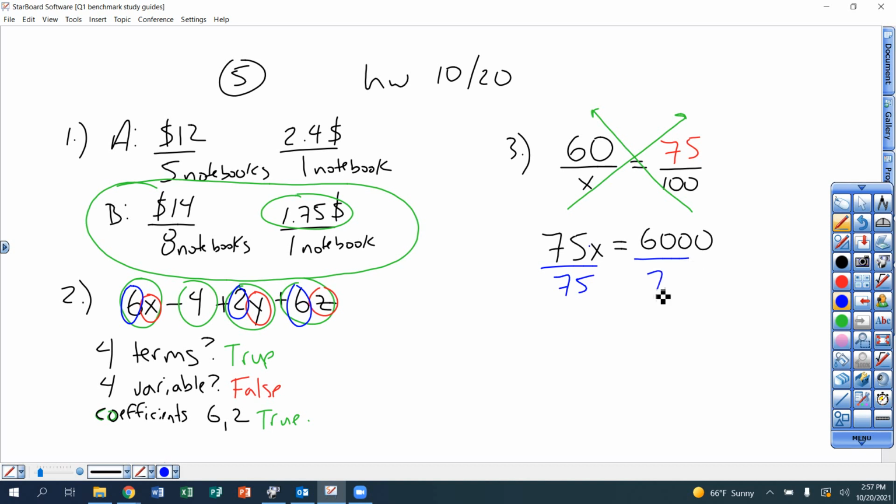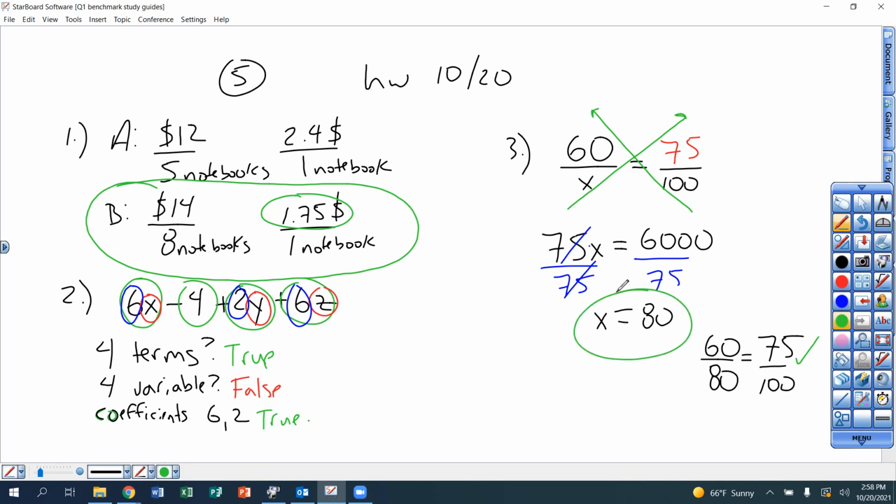Next step, the opposite of timesing by 75, divide both sides by 75. If I divide that by 75, that by 75, it will give me what that number underneath 60 had to be. So 6,000 divided by 75 gives me 80. So again, equivalent ratios. 60 over 80 is equivalent to 75 over 100. Those are equivalent. Those are equal. 80. Second word is whale. Whale.